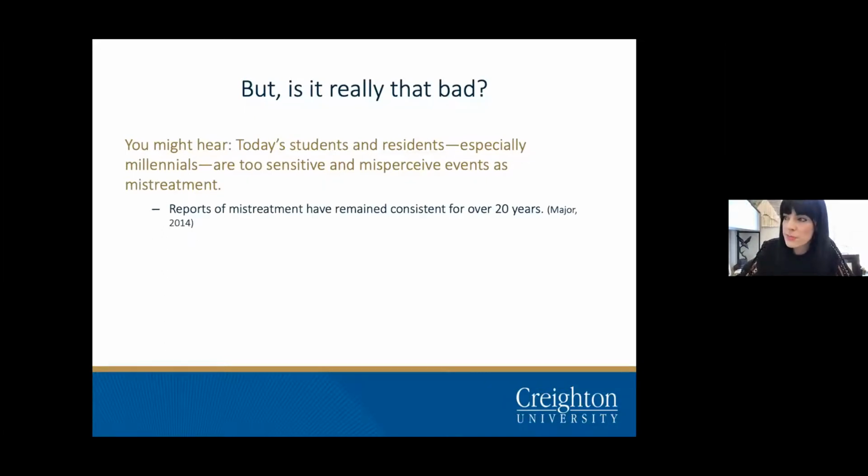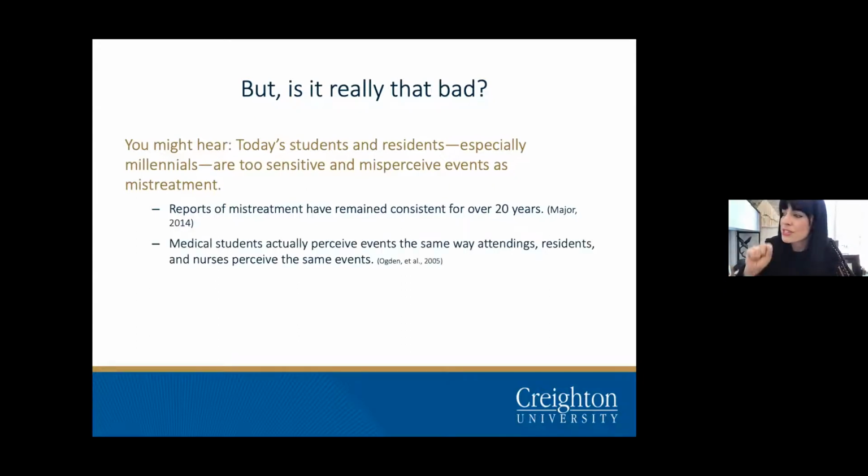So reports of mistreatment have remained consistent for over 20 years, okay? Whether you're a millennial or Gen X or Gen Y or baby boomer, I don't know, over 20 years, mistreatment has remained consistent. It's not that we saw this incredible increase when the millennials entered the healthcare space. That's not what happened. It's consistent.